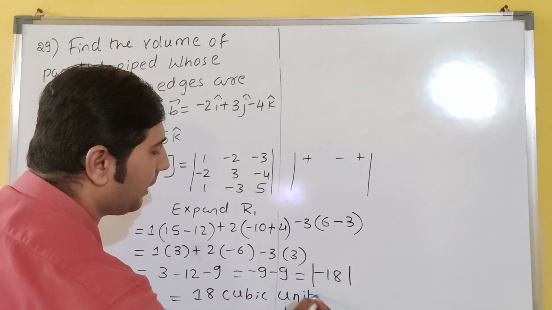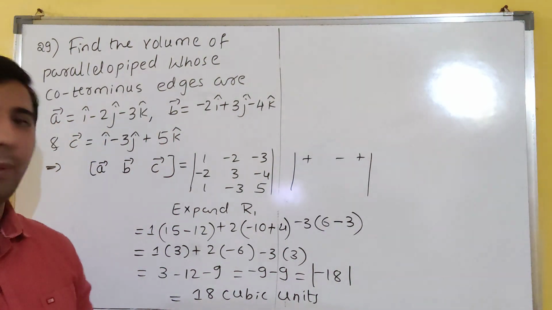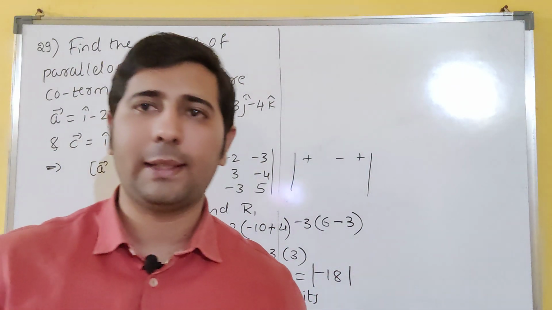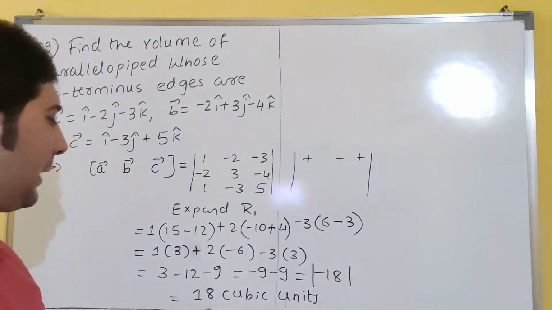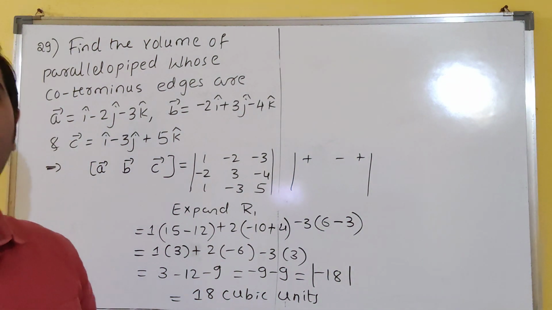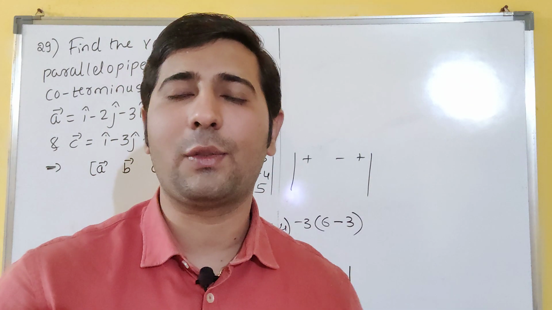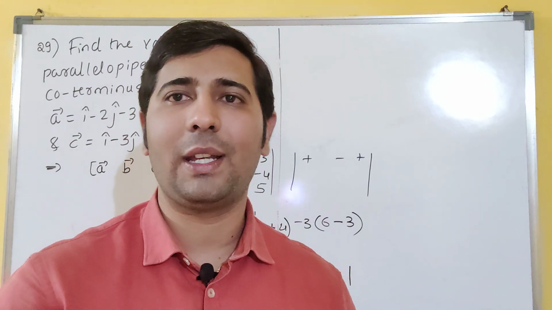Volume is calculated by cubic units. Area is calculated by square units. Similarly, volume is calculated by cubic units. I hope you understood vectors, 2 marks. This was the last question, dear students.